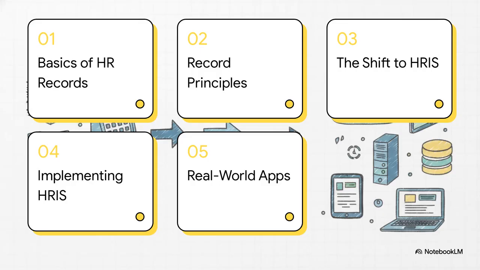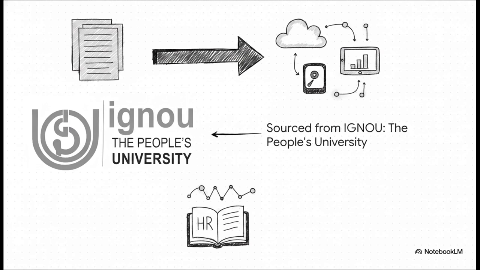So here's our roadmap for today. 1. Basics of HR records. 2. Record-keeping principles. 3. The shift to HRIS. 4. Implementing your HRIS. And 5. Real-world applications. Just a quick note before we dive in, to make sure we're totally grounded in rock-solid academic truth, all of our material today is sourced directly from IGNOU, the People's University. Specifically, we're focusing on their really comprehensive unit covering HR records and information systems.